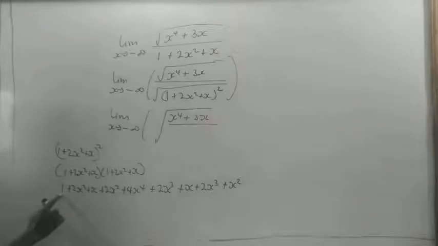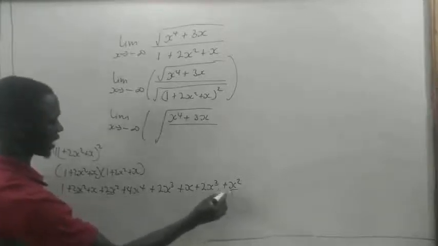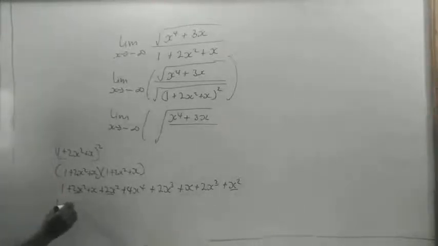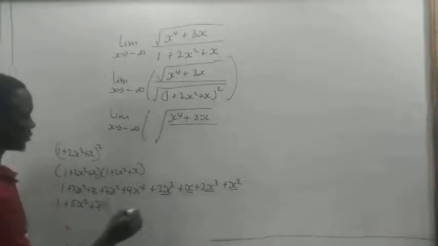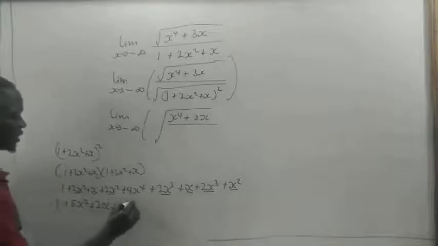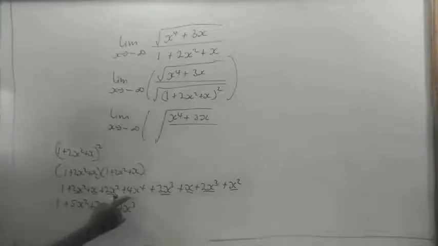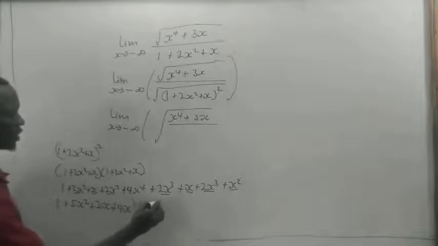So here we have 1, 2x squared plus 2x squared is 4x squared. Plus another x squared will give us plus 5x squared. We have x plus x will give us plus 2x. We have 2x cubed plus 2x cubed will give us plus 4x cubed. And we have here plus 4x to the power 4.